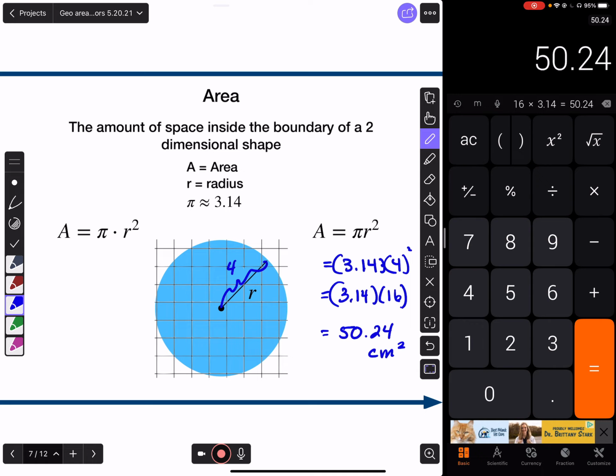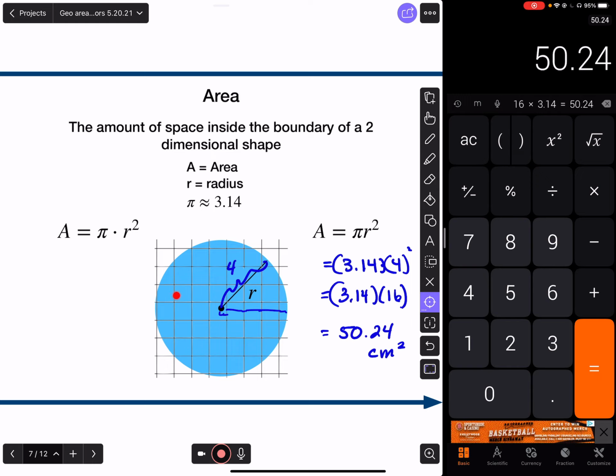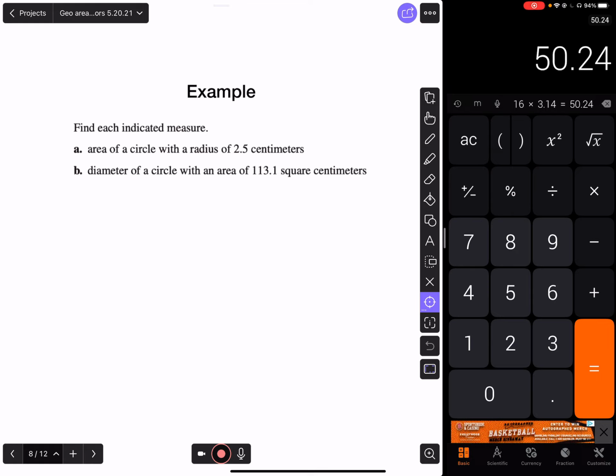Now that's all ballparked here. My radius is a little bit big. I could see my radius 1, 2, 3. It's probably closer to 3.5 for radius. So there's not exactly 50 in here, or 50.24, but it's approximately equal to that. So pi r squared figures out how much surface it covers.